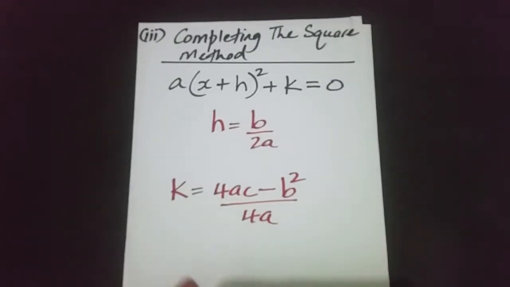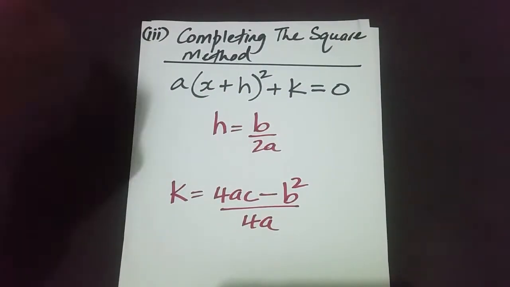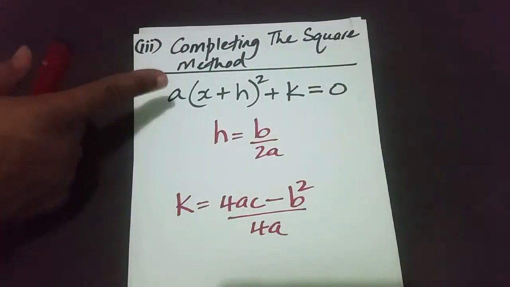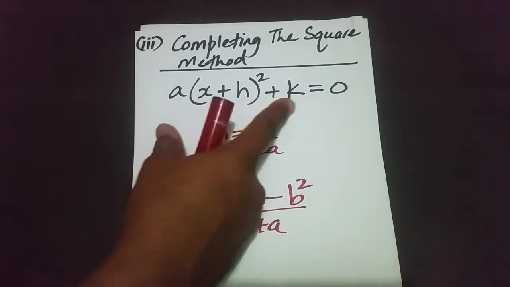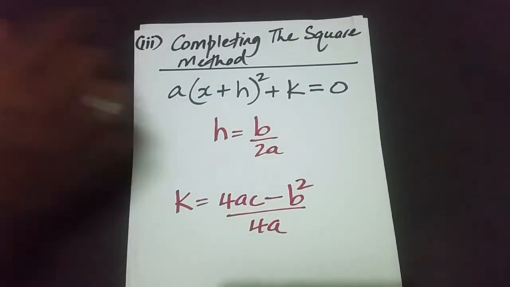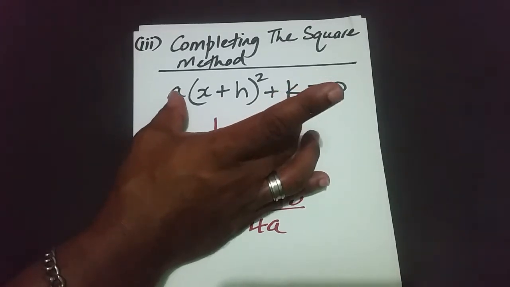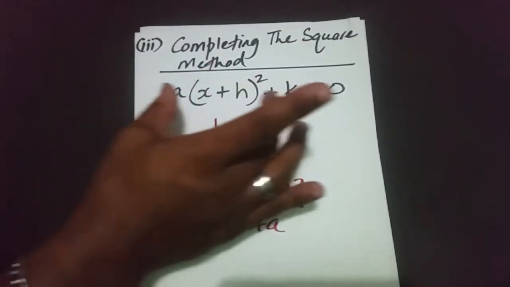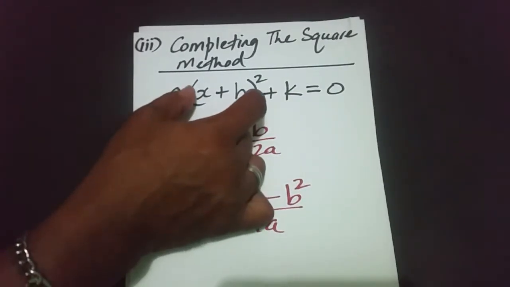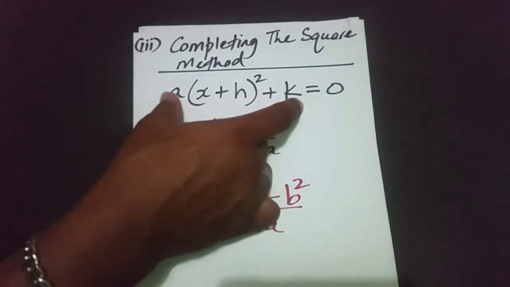I just want to point out, first of all, that this in itself might look a little daunting to you, but it has a lot of implications as it pertains to a quadratic graph. It looks a little bit cumbersome, but it is really the same thing as a quadratic expression, just written in a different form. So this is the completed square form: a open bracket x plus h squared plus k equals 0.